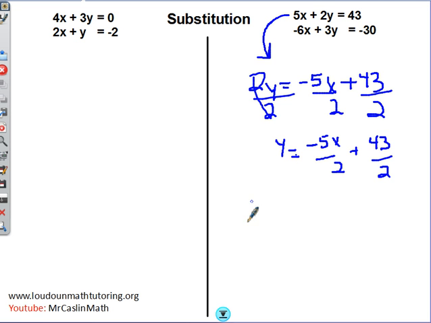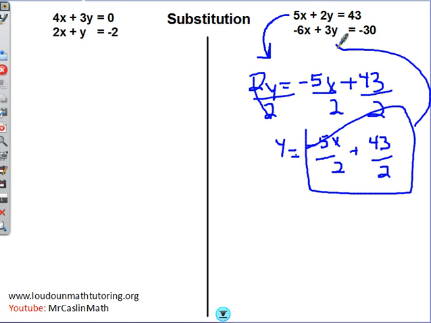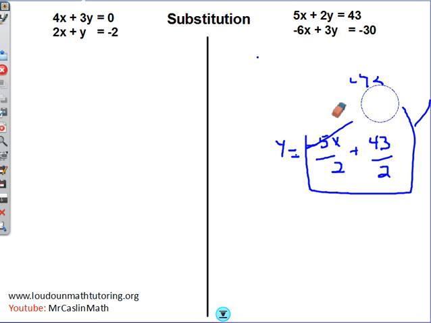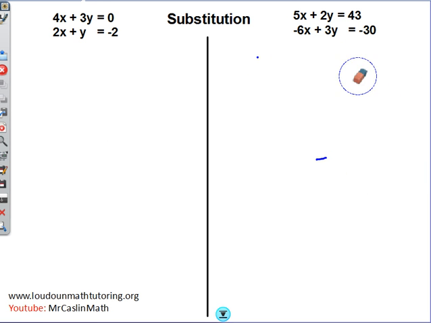Now, we've got some really ugly fractions here. I would actually stop right here and say, if we take this expression and stuff it into here, that's going to be a little bit harder because of all the fractions that we have. So what I would do is try the other one then. That one's not looking too good. Let's solve this one for y instead.